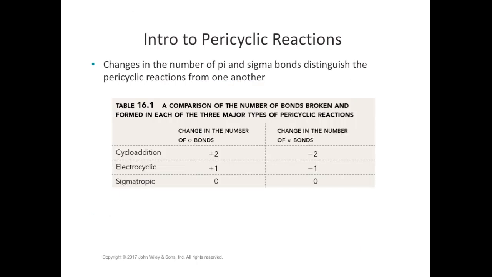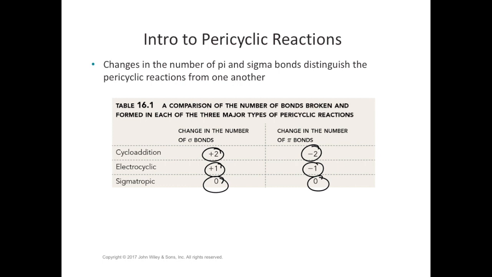The difference between these three types of pericyclic reactions is in the change in the number of sigma bonds and pi bonds. So for the cycloaddition, we're forming two new sigma bonds and losing two pi bonds. In the electrocyclic reaction, we are gaining a sigma bond and losing one pi bond. And in the sigmatropic rearrangement, we are not having any change in the number of sigma or pi bonds, but their placement will change.